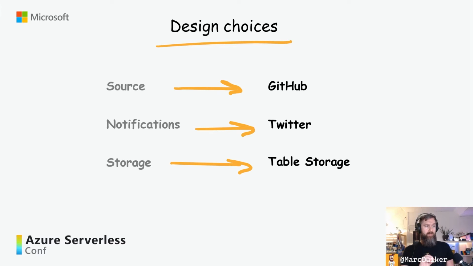So I briefly thought about Cosmos DB there, but at the time when I made this, there was no serverless offering for Cosmos DB just yet. So that's why I settled for table storage then. It still works fine. But if I would start all over again now, I would probably go for the serverless option of Cosmos DB.